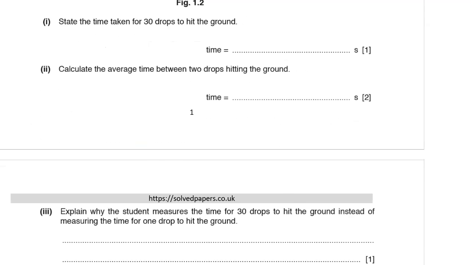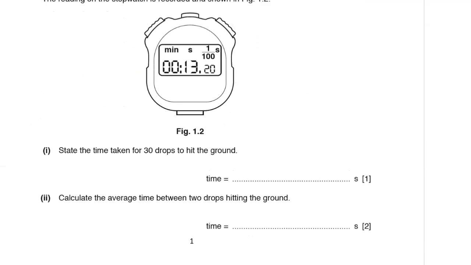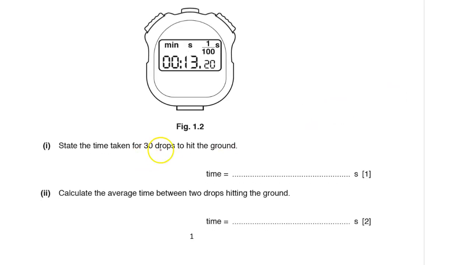You can see the reading of the stopwatch right there. The stopwatch is given in minutes, seconds, and milliseconds. And as it reads here, it is 13 seconds and 20 milliseconds. Part 1: State the time taken for 30 drops to hit the ground. You just look at the stopwatch and the time is right there. So that's what you write, 13.20 seconds. It's given in seconds. So 13 seconds and 20 milliseconds.